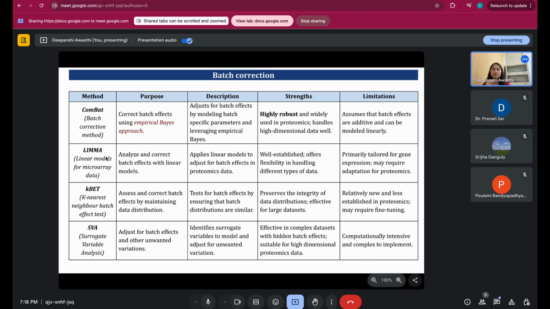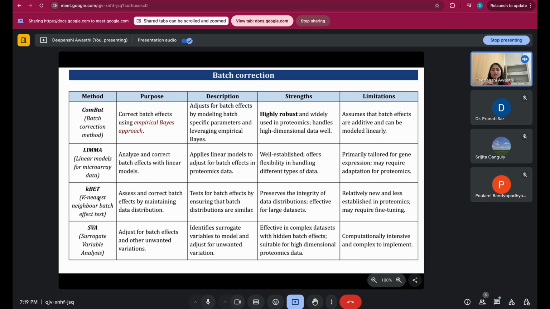Second method is LIMMA, which stands for linear models for microarray data. It is also used to analyze and correct the batch effects with linear models. What it does is apply a linear model to adjust for batch effects in proteomics data, and it is well established. It offers flexibility in handling different types of data. If we talk about the limitations, it is primarily tailored for gene expression, and it was not made for proteomic data sets. So we have to perform some modifications and select certain options when we are looking at proteomic data normalization, because it was not made for proteomic data analysis.